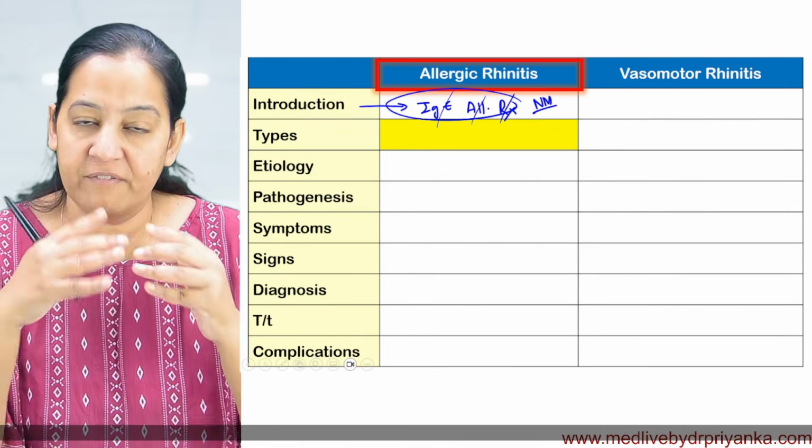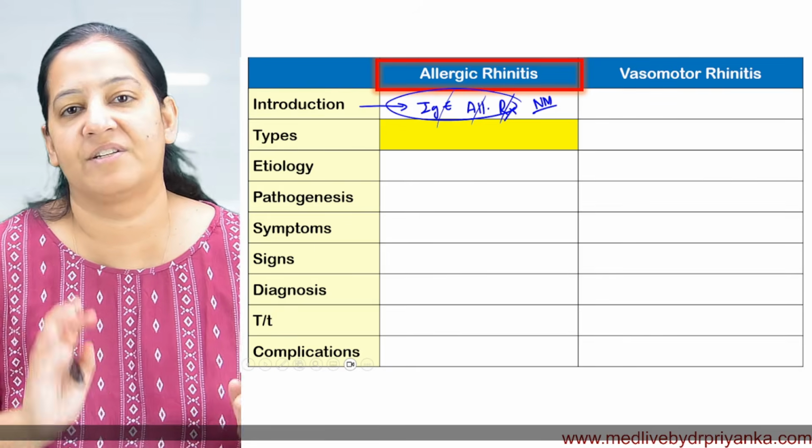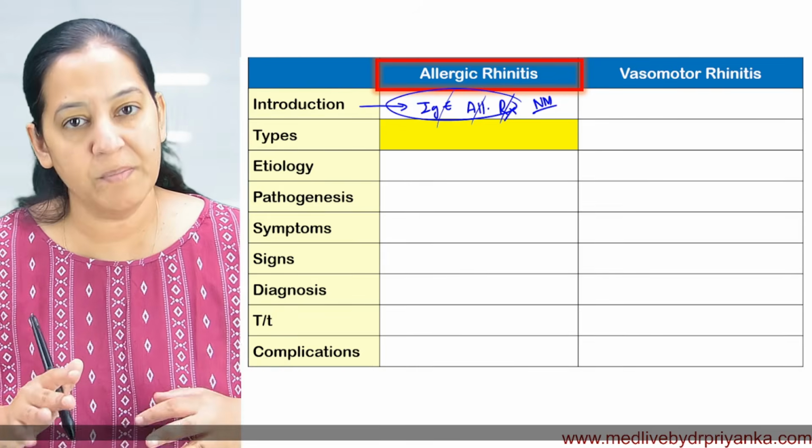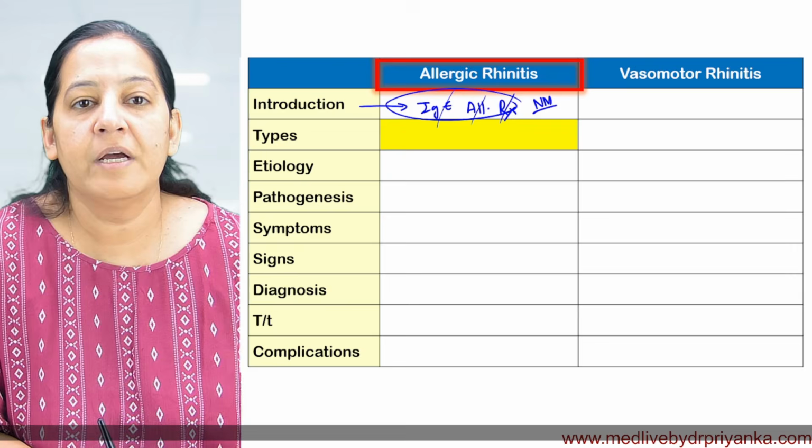So my nasal mucosa will show certain changes, and that's known as allergic rhinitis. So that's the definition. You must understand the definition. You don't mug it up. Now coming on the types.